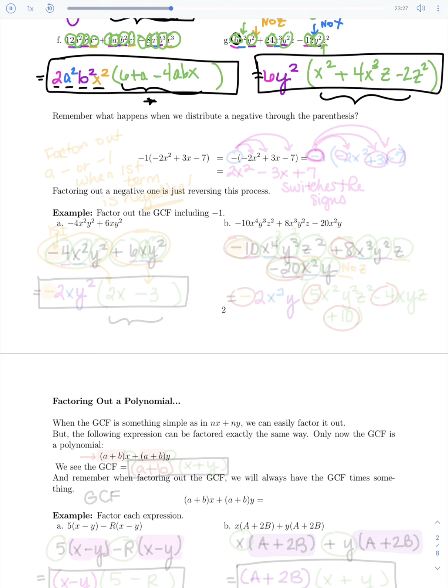So factoring is basically the reverse of the distributive property, as of right now. That's as far as we've gotten.